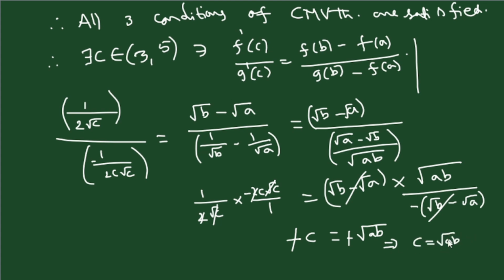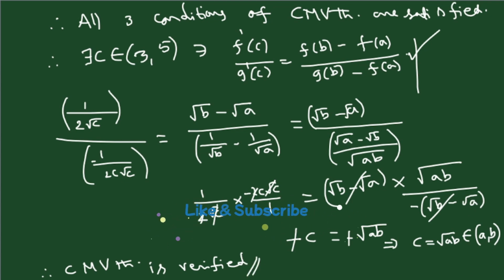What is root ab? Root ab is the geometric mean of a and b. Geometric mean or arithmetic mean of two numbers will always lie in between those two numbers. So we have successfully found a c in between a and b, which is root ab, for which this happens. That is what Cauchy theorem states. Therefore, Cauchy mean value theorem is verified. Hence, Cauchy mean value theorem is verified for these two functions. So this is how you can verify Cauchy mean value theorem for any given function.